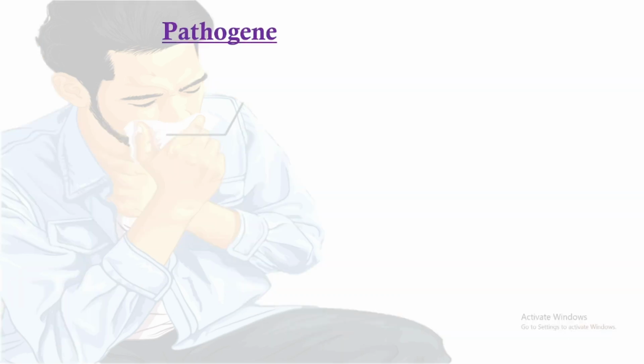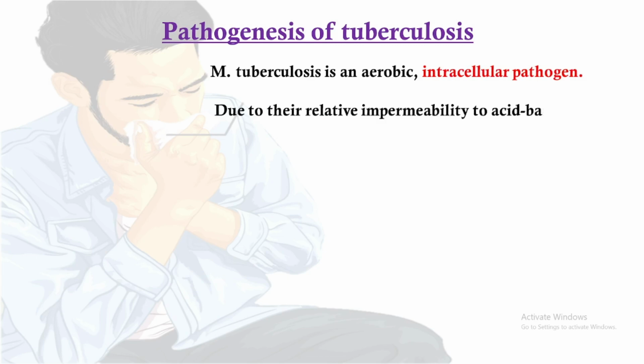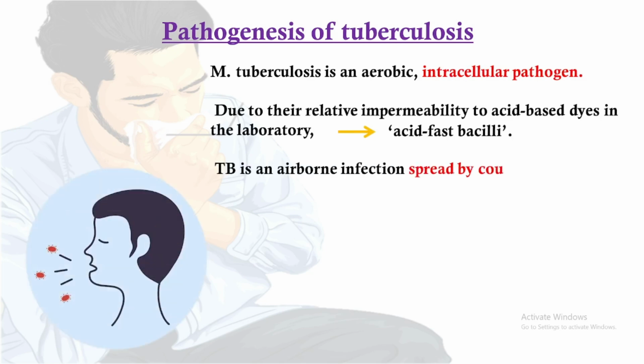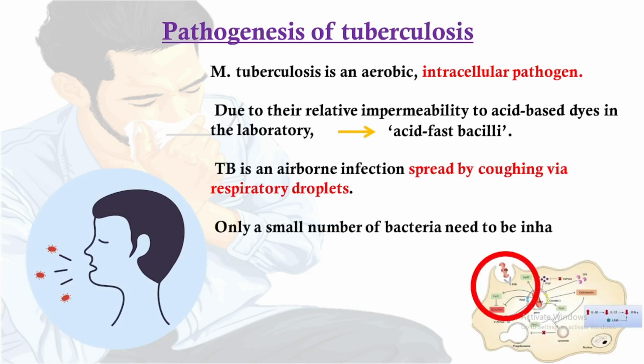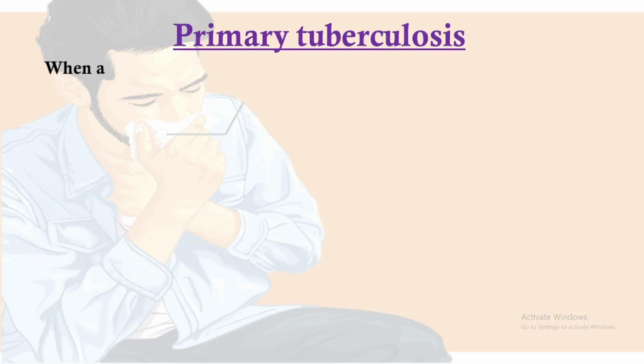Tuberculosis is an aerobic, intracellular pathogen, with relative impermeability to acid-base dyes in the laboratory. These organisms are often termed acid-fast bacilli. TB is an airborne infection spread by coughing via respiratory droplets. Only a small number of bacteria need to be inhaled for infection to develop, but not all those who are infected develop active disease. What is meant by primary tuberculosis?